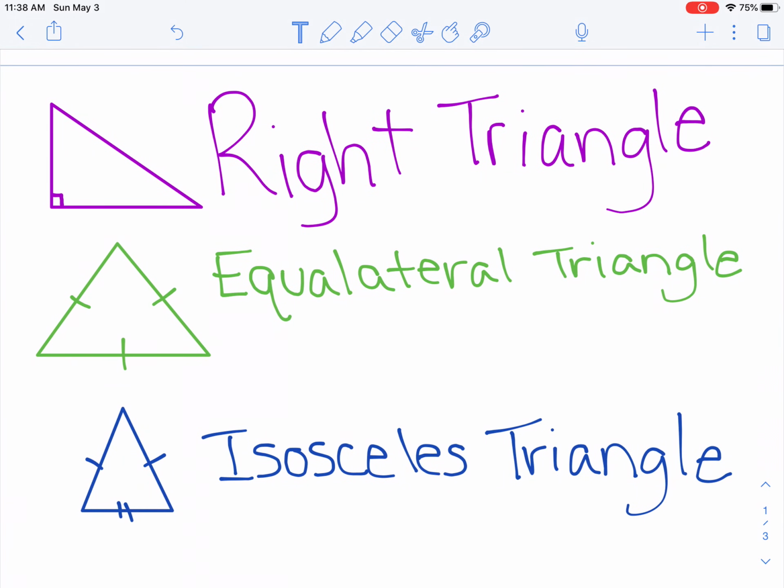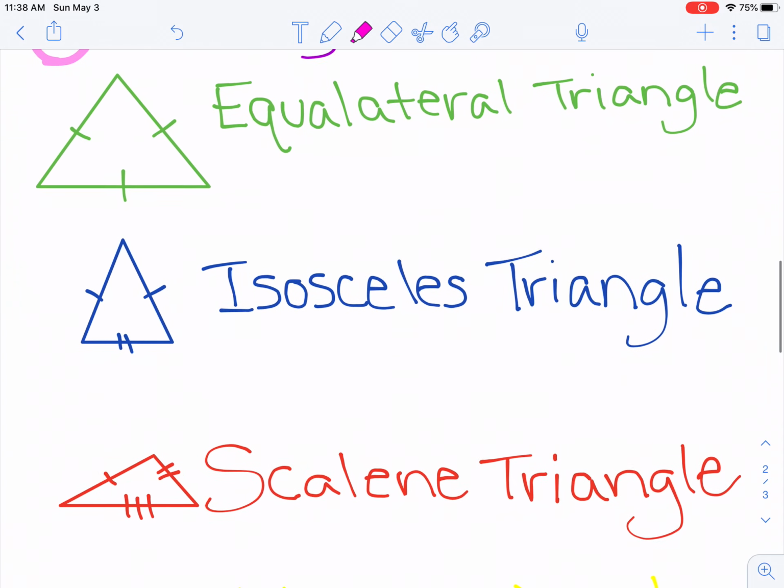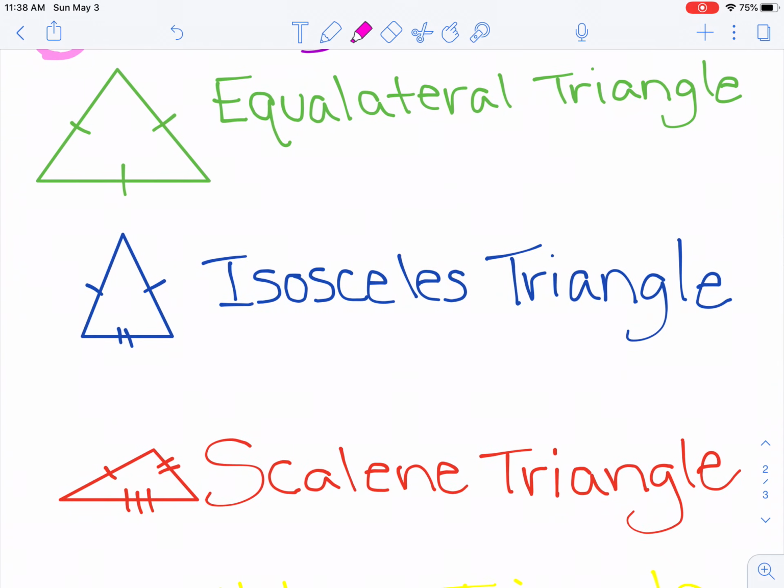The first one's a right triangle because what do we know about a right angle? We know a right angle is 90 degrees and this triangle has a 90-degree angle, so it is a right triangle. Triangle number 2 is an equilateral triangle. These little marks on the side tell me that each side is the same length and an equilateral triangle has equal sides.